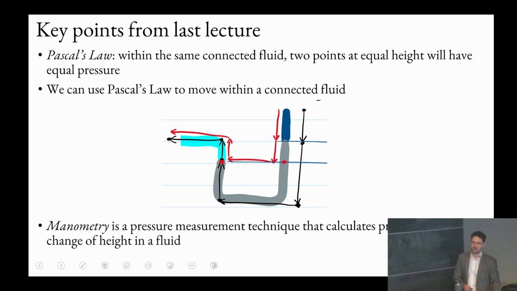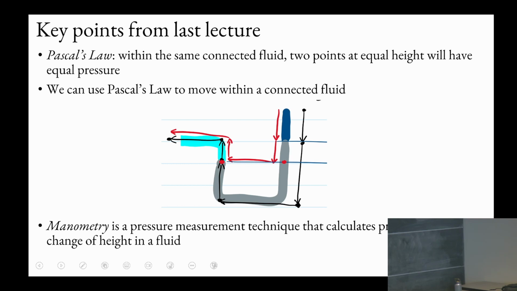We talked about Pascal's law, which is that within the same connected fluid, 2 points at equal heights will have equal pressure. So we can use that to jump around the fluid, like in the manometer problem there. Specifically, Pascal's law allows us to avoid going around the black path here. In the gray fluid, we can jump directly from here to here. Once we compute the pressure here, we know by Pascal's law the pressure at that point is the same because they're at the same height.